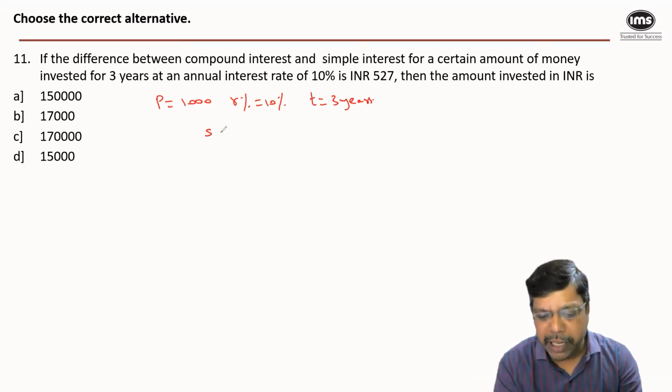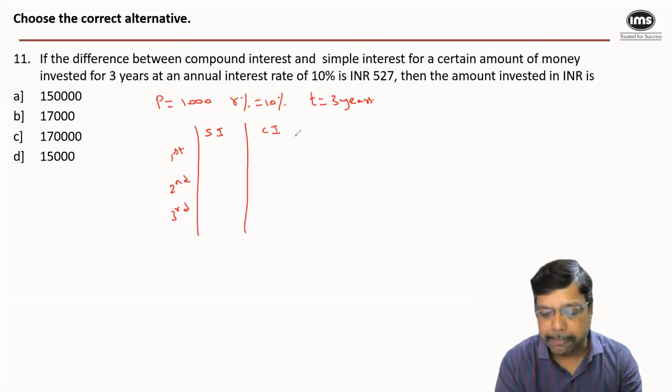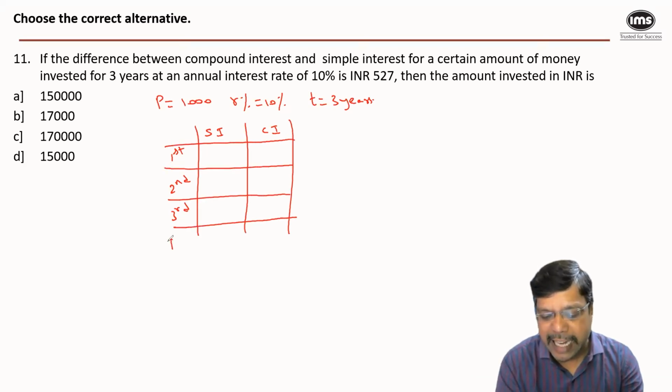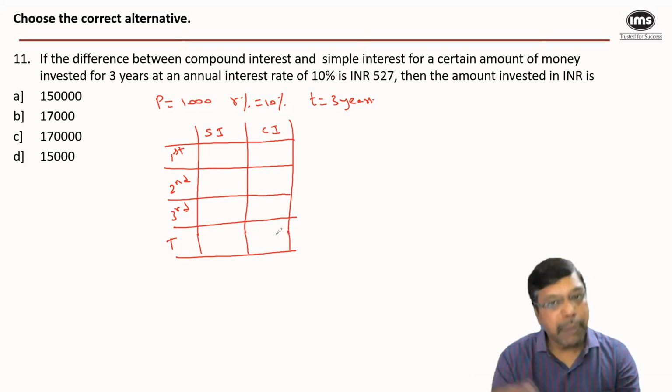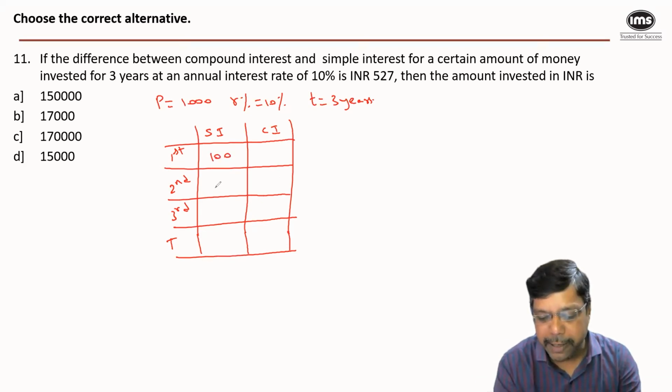Now, simple interest, compound interest for the first year, for the second year, for the third year, and of course the total. Now we know simple interest is the same for every year, which will be on the principal, that is 10% of 1,000, which is 100. So the total simple interest becomes 300.